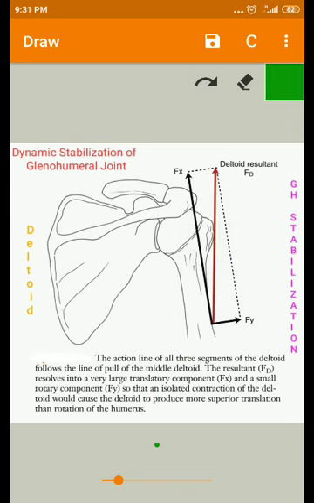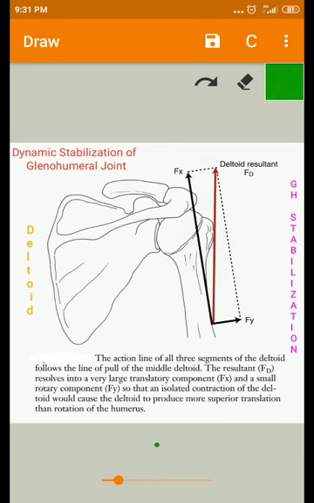Depending upon the fibers recruited in any action, that particular lever shows its activity. If the anterior fibers are recruited, then flexion of the arm is done. If the middle fibers of the deltoid are recruited, then abduction of the arm takes place. The posterior fibers help in extension. So the involvement of each segment shows its role and function.